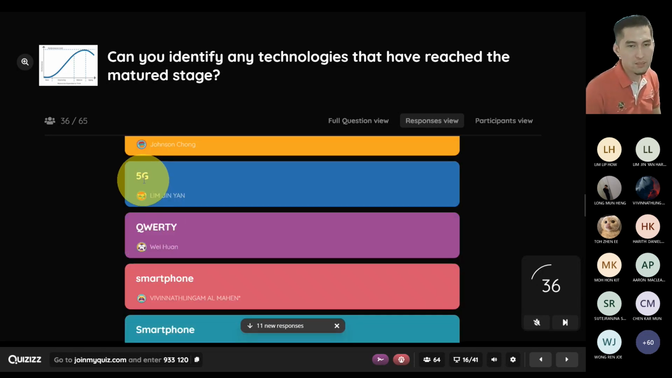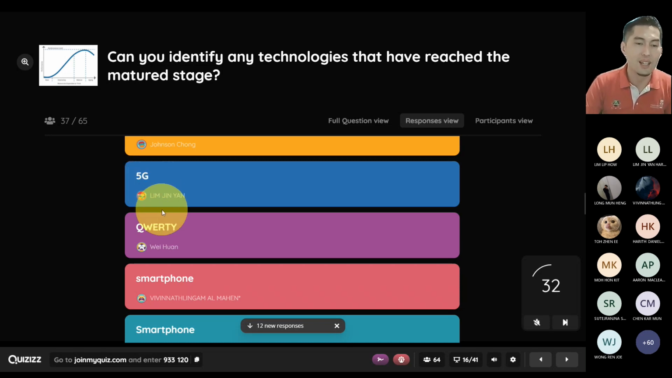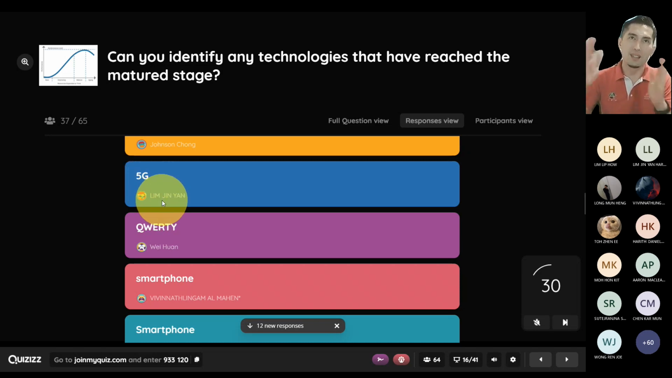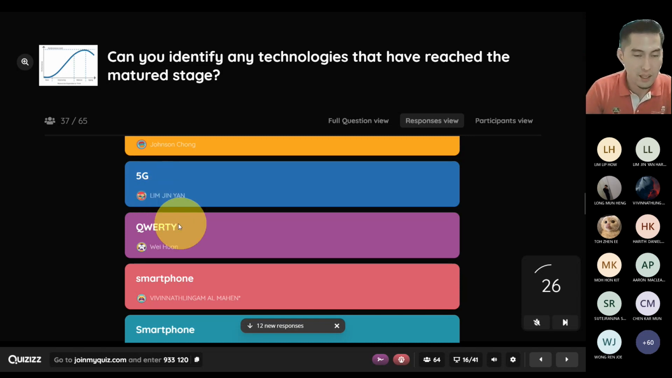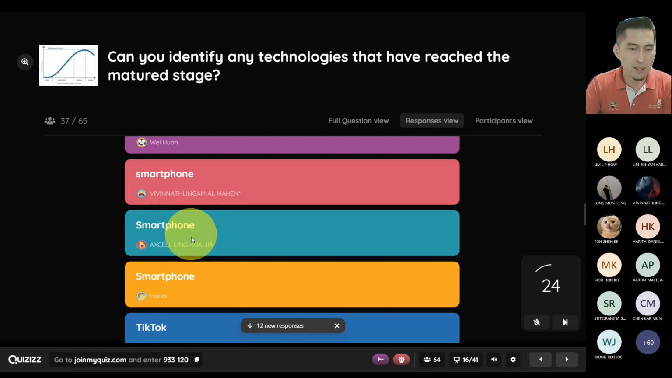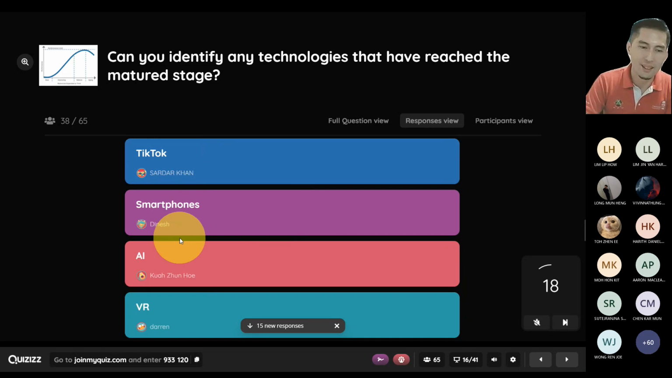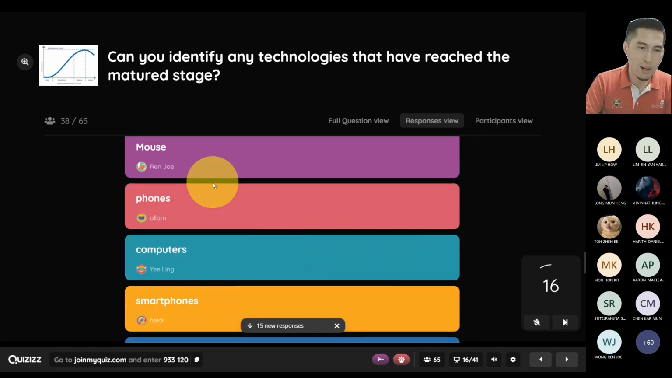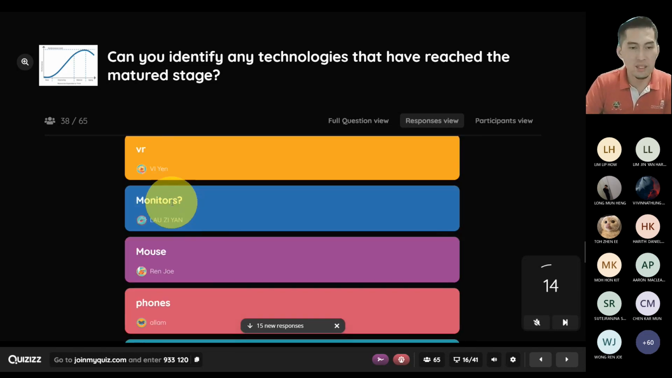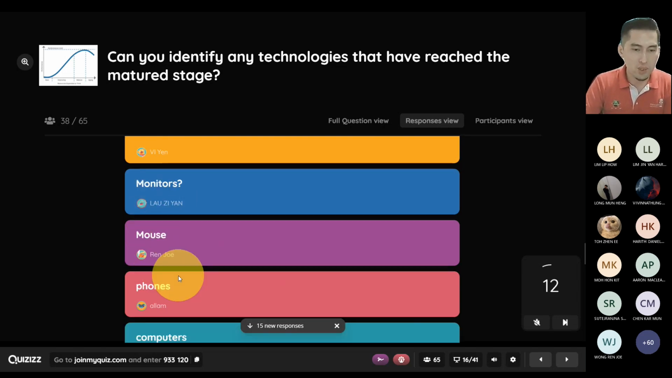Jin Yan, I don't think 5G is maturing yet. There are still a lot of opportunities with it. I would still maybe put it at the end of growth if it's not in the middle of growth. Yeah. The QWERTY keyboard, exactly. Smartphone. TikTok is maturing? I'm not so sure about this. Depends on how you look at it. AI, VR, monitors, mouse. Agreed. Monitors, yes. Mouse, yes.